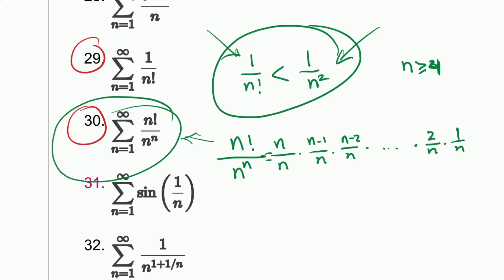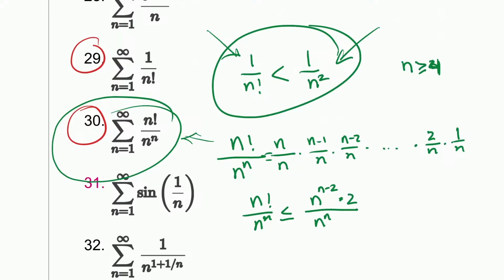And so that thing is going to be less than or equal to, so n factorial over n to the n will be less than or equal to n to the n minus 2 over n to the n times 2. So where am I getting this n to the n minus 2? I'm just increasing each of these numerators. So n is bigger than n minus 1, n is bigger than n minus 2, and so on.